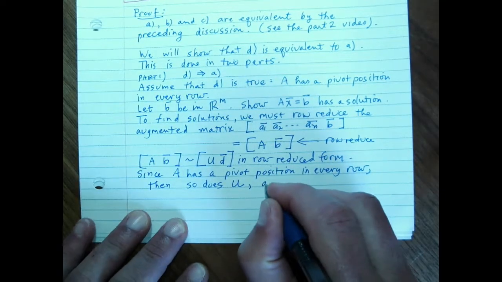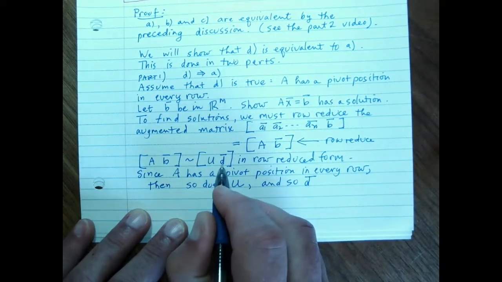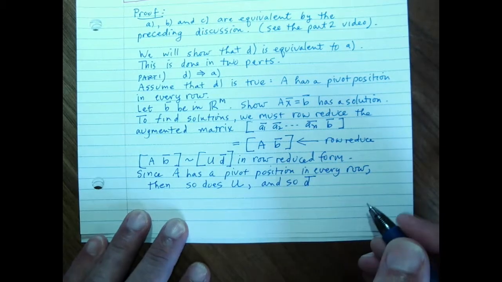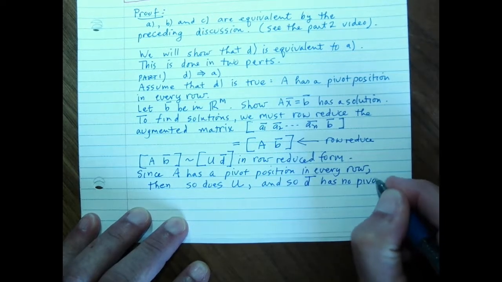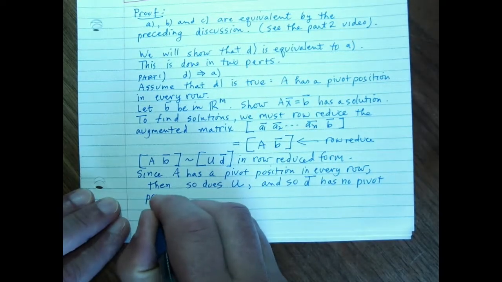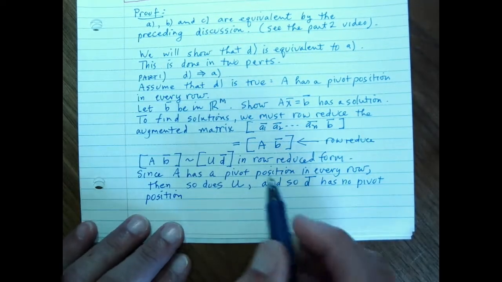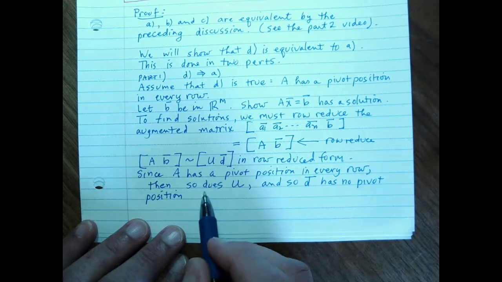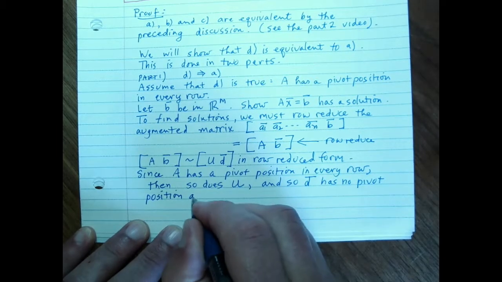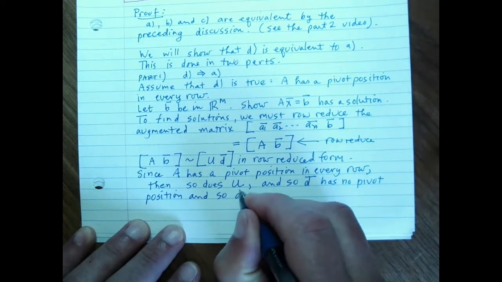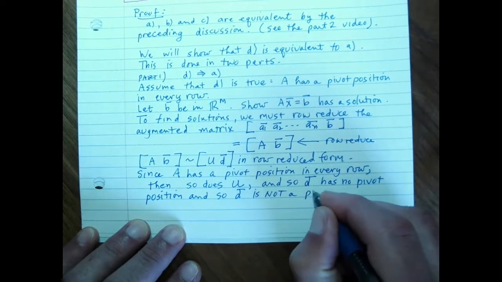And so d here on the end of the row reduced matrix has no pivot position, because they're all taking place in the rows of U. Okay? And so d is not a pivot column.